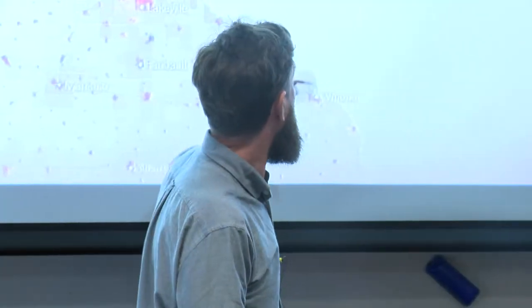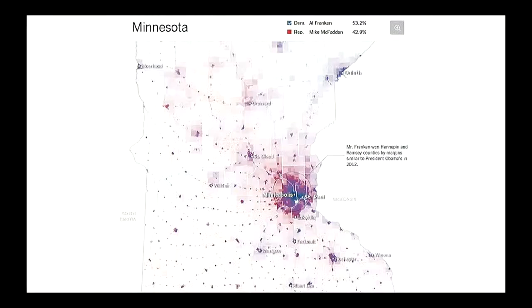Similarly, this one here in Minnesota: Mr. Franken won Hennepin and Ramsey counties by margins similar to President Obama's. It's quite a small thing, but it helps bring the person into the map, I think, and from watching readers engage with stuff like this, they go on working through the rest of it.